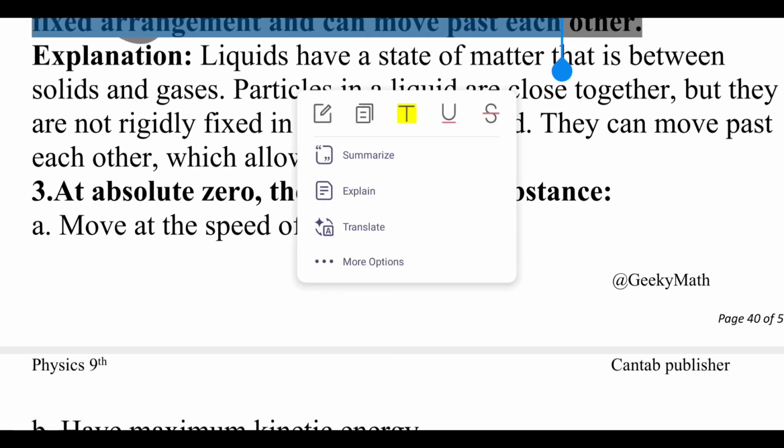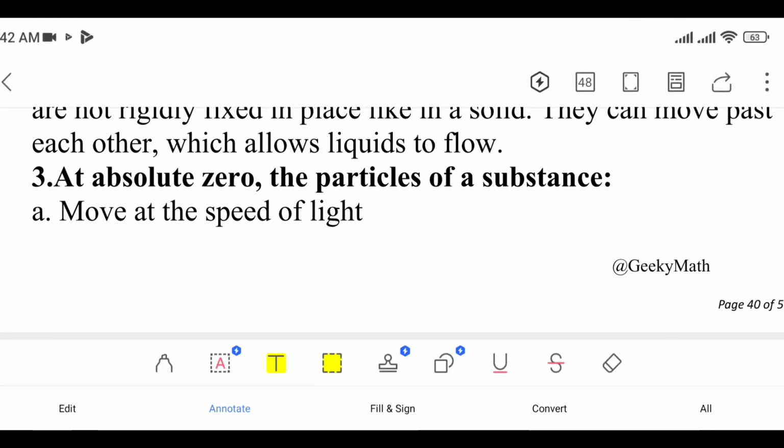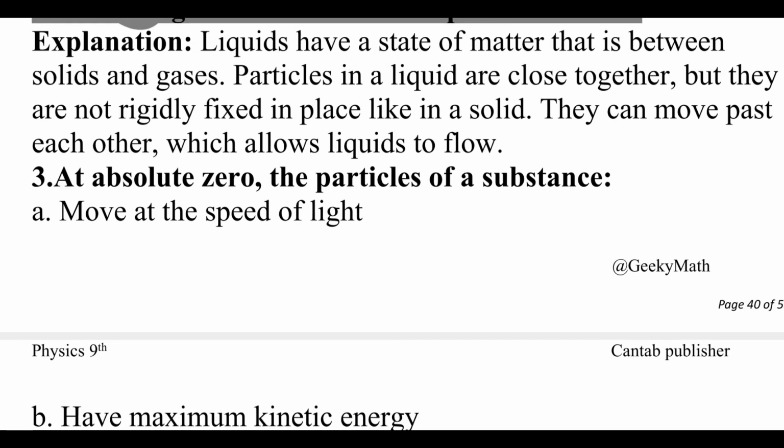Explanation. Liquid is a state of matter that is between solids and gases. Particles in a liquid are close together but they are not rigidly fixed in place like in a solid. They can move past each other, which allows liquid to flow.